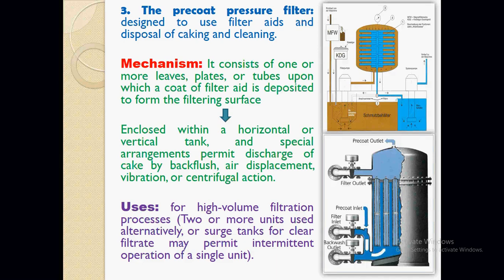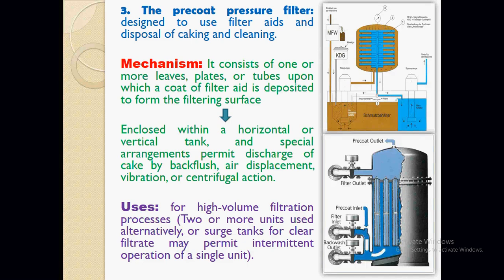We have another one called the pre-coat pressure filter. This is designed to use filtrate and disposable caking and cleaning. It is the same idea. We also apply pressure, and we put the plates horizontally or vertically and then we apply a filter aid. We bring it already coated with filter aid, so we do not need to mix it. The mechanism: it consists of one or more leaves, plates or tubes upon which a coat of filter aid is deposited to form the filtering surface.